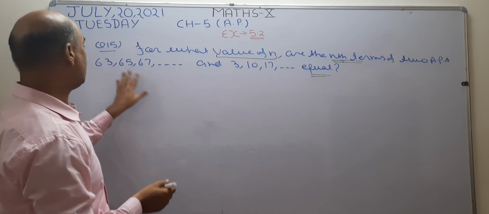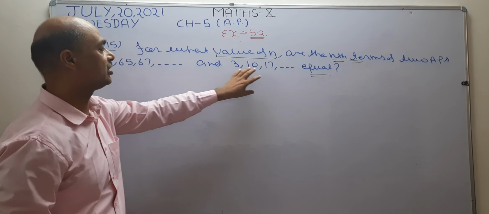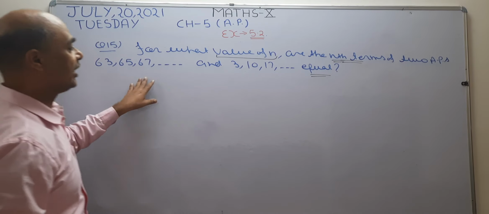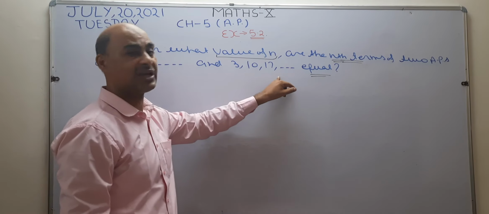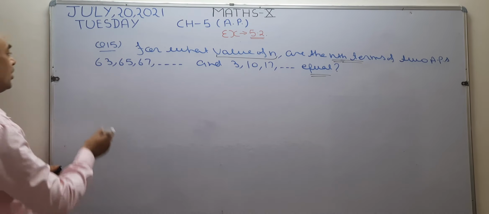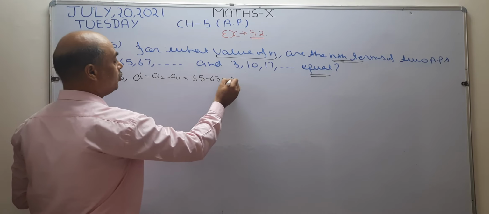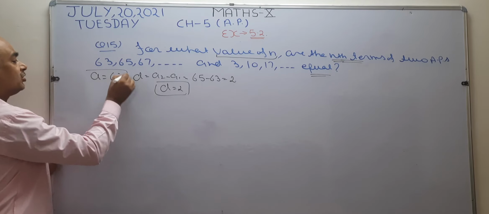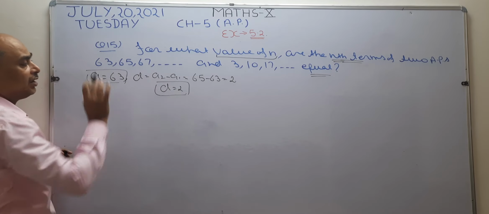Okay. Now two APs are given. This is the first AP and this is the second AP. First, I want to write the value of A and D from the first AP. After that, I want to write the value of A and D from the second AP. Now, what is the first term of the first AP? A is 63. What is the common difference of the first AP? The formula is A2 minus A1. A2 minus A1 means 65 minus 63, which becomes 2. So the value of D becomes 2. This is the first term of the first AP, and D is the common difference of the first AP.